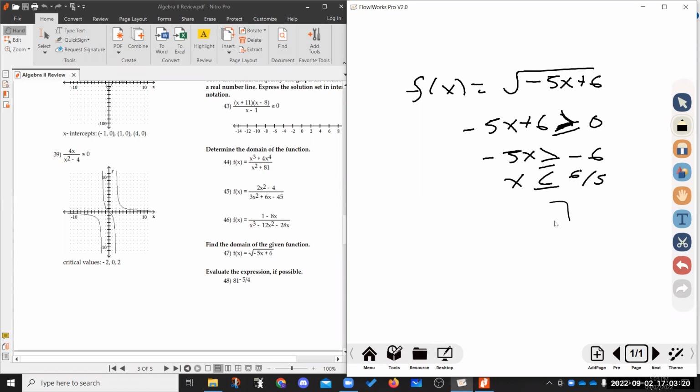So my domain is going to be 6/5 for the upper bound, negative infinity for the lower bound. I wanted that on a number line. Here's 6/5. Less than or equal to would be shaded to the left.